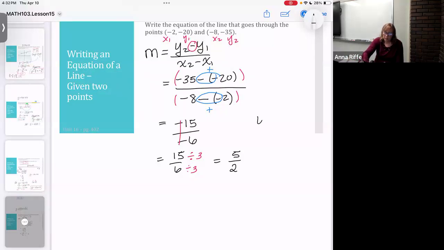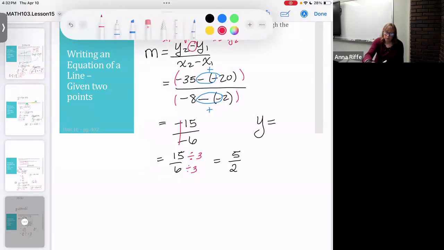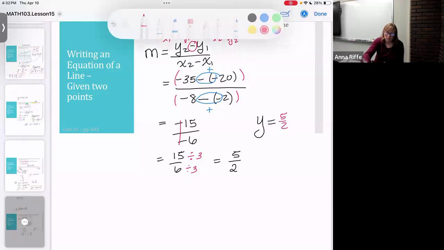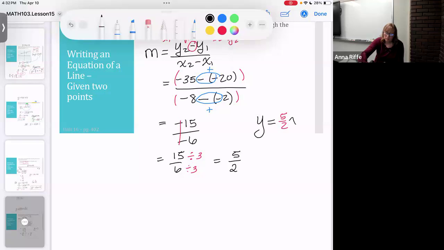That means I can put that in my equation. y is equal to m, 5 halves, times x plus b. So that's half of it. Are we all right so far with that?